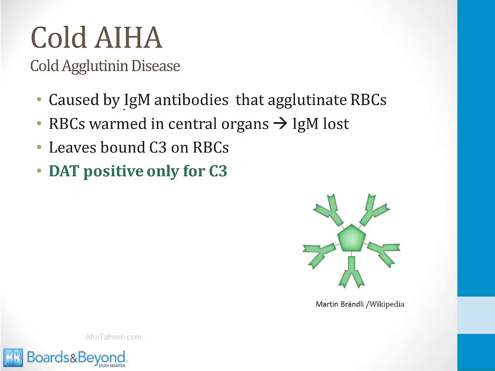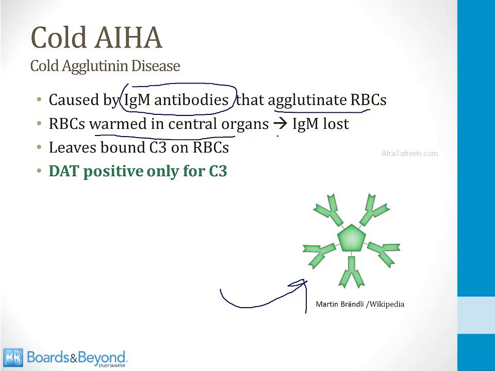In contrast to warm hemolytic anemia, cold hemolytic anemia is caused by IgM antibodies, not IgG antibodies. And remember that IgM are large antibodies that like to fix complement, and they can cause red blood cells to agglutinate, especially in the extremities, and this can result in the purple fingers and toes that patients with this condition experience. Now what's interesting is when the red blood cells warm in the central organs, the IgM is lost and falls off the red cell. However, because IgM can fix complement, it will leave bound C3 on the red blood cells, and this will cause hemolysis. It will also cause the direct antiglobulin test to be positive, but not for IgG. It will be positive only for C3.